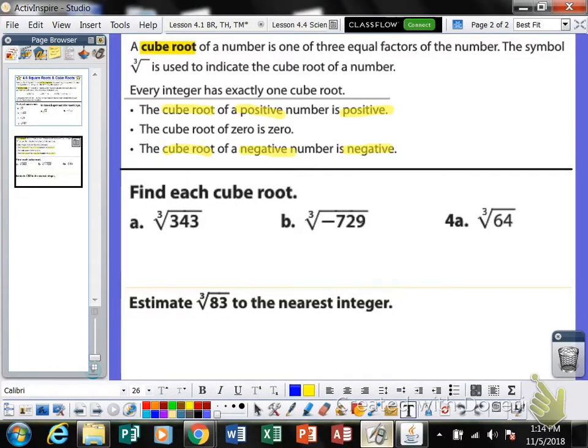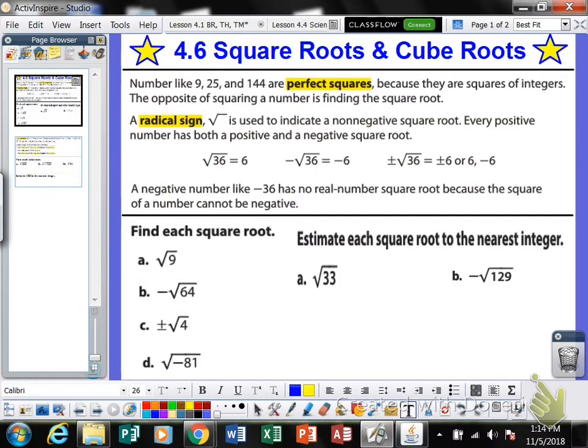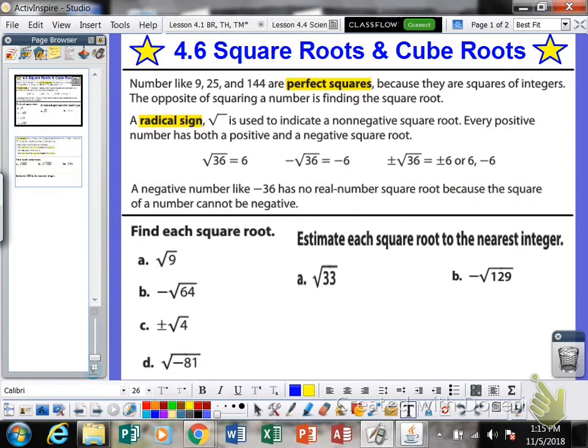All right, so in today's lesson, square roots and cube roots. Numbers like 9, 25, and 144 are perfect squares. They're perfect squares because they are squares of integers, meaning you have a number and then you multiply it by itself. Like 3 times 3 is 9, 5 times 5, 12 times 12. Those are perfect squares. The opposite of squaring a number is finding the square root.